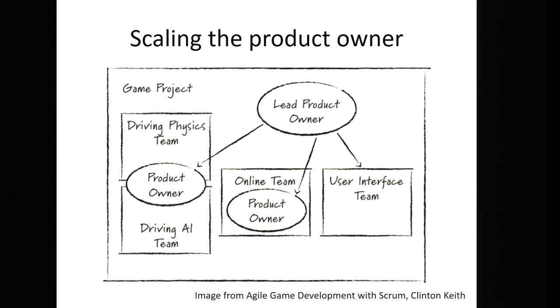You might have a product owner for the online team. Again, that seems sensible because it's quite a different part of the product, and you might have a product owner for the user interface team, and it might just happen that the lead product owner actually takes a more detailed view of one of those teams while also being the point of contact for the other two. So that's the sort of thing you can do, and it really just depends on what your product looks like, and how your teams are set up. That's how you might do that.